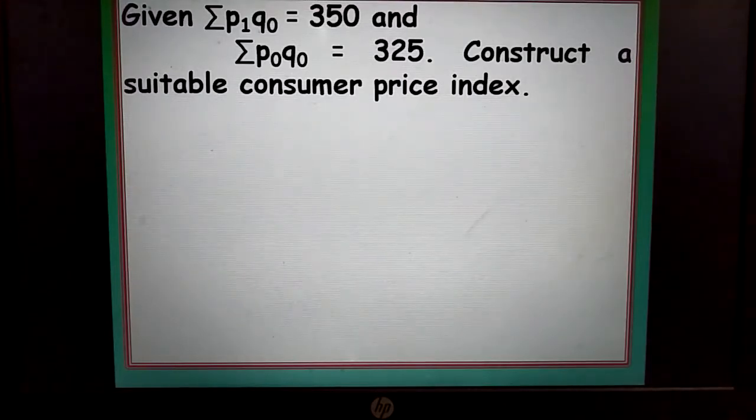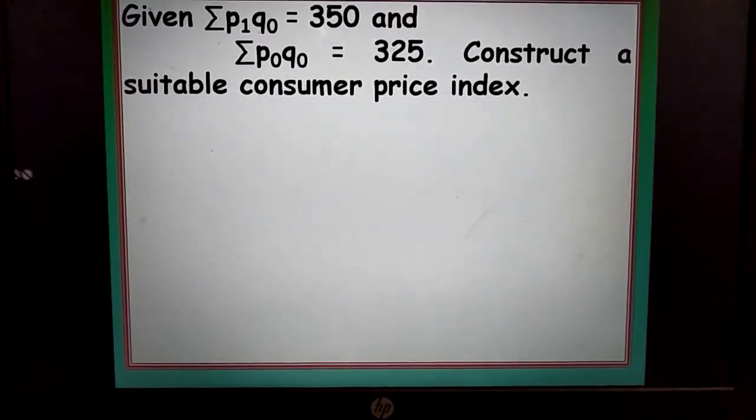In the last class, we had discussed consumer price index number and its uses and the calculational methods also. Two calculational methods were present. One is aggregative expenditure method and one more is family budget method. So the application of those two methods in problem solving we shall consider in this particular video.